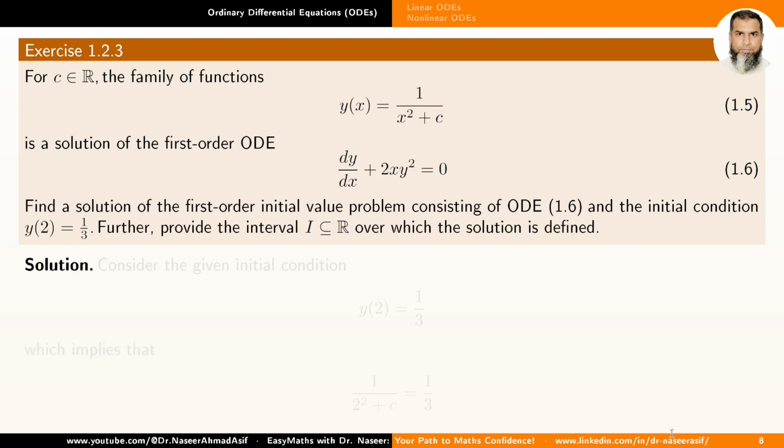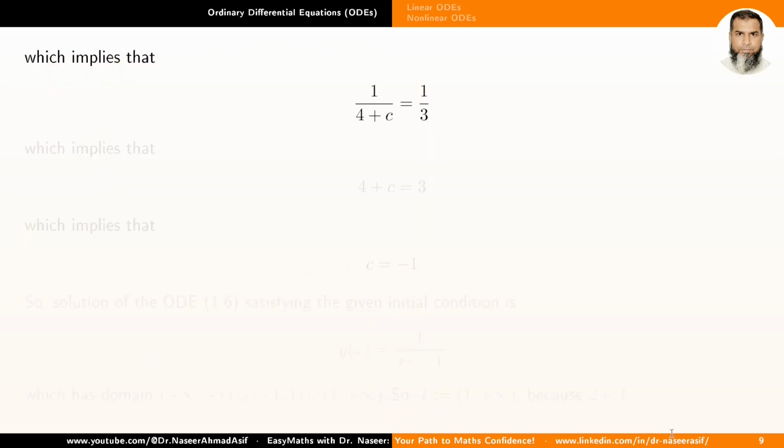Well, see the solution. Consider the given initial condition y of 2 is equal to 1 by 3. Now using the definition of y of x, we have 1 over 2 squared plus c is equal to 1 by 3. So we have 1 over 4 plus c is equal to 1 by 3.